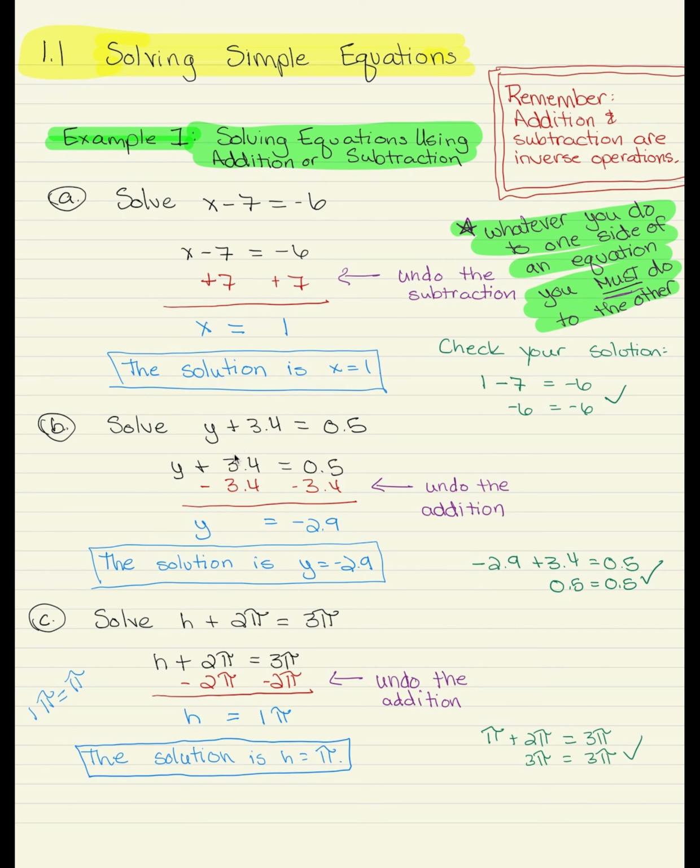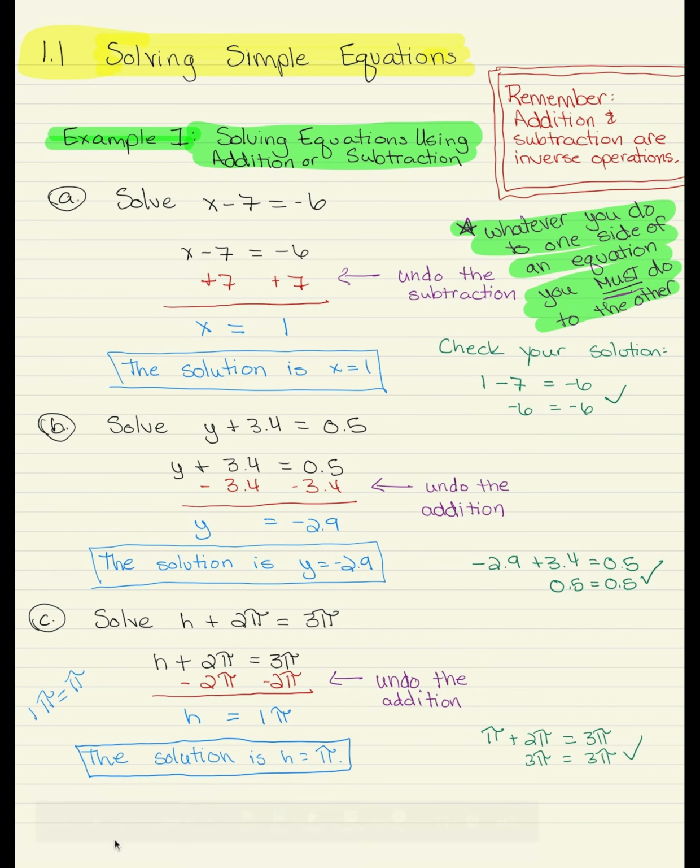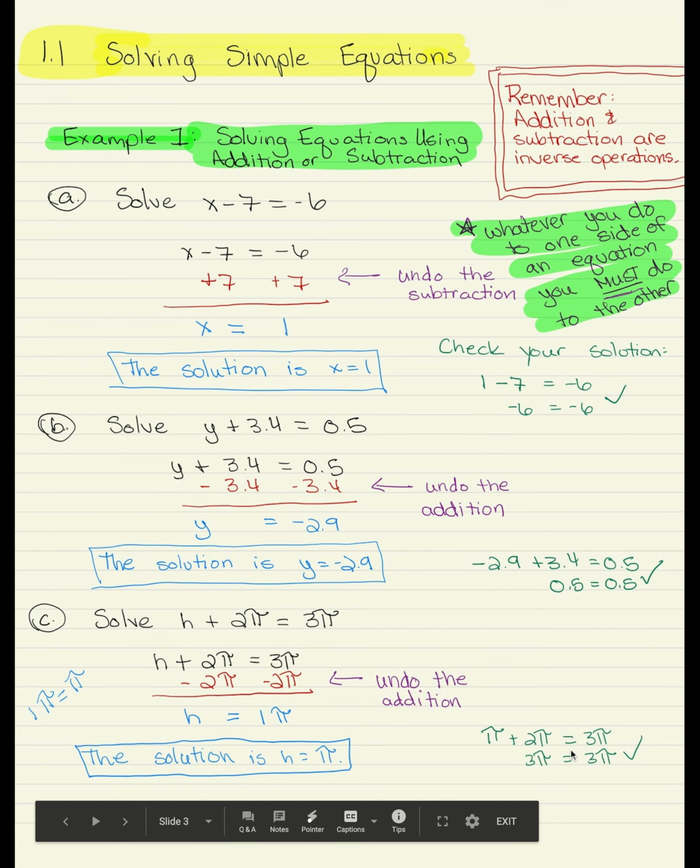The opposite of plus 3.4 is minus 3.4. So I subtract 3.4 from both sides, and I find out that y equals negative 2.9. You can also check your work, and you'll know that you're correct. Example C, we have h plus 2 pi equals 3 pi. We're solving for h. So we're going to subtract 2 pi from the left side and the right side. And then we get that h equals 1 pi. We can check our work and we determine that we're correct.